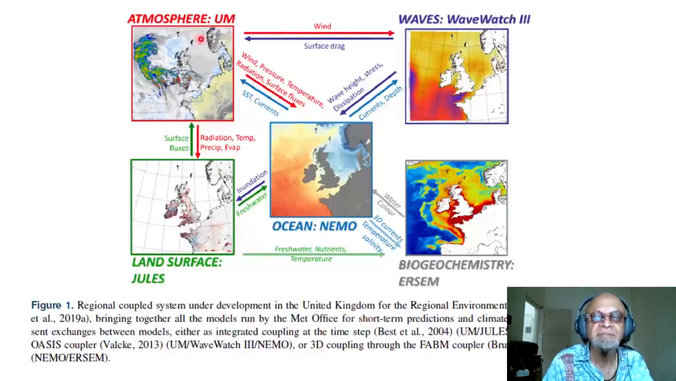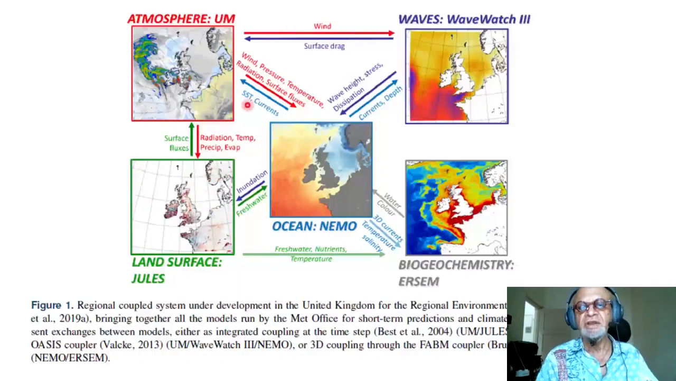So you have the atmospheric model, wind and surface drag being exchanged with wave model, because the waves change the surface drag and affect the wind. And you have ocean model NEMO, which is originally a French model. Land surface model is also exchanging fluxes and radiation, temperature, evaporation, precipitation, river runoff, and so on that affect, so surface SST and currents affect the atmosphere, and then it gets wind, pressure, temperature, radiation, and surface fluxes.